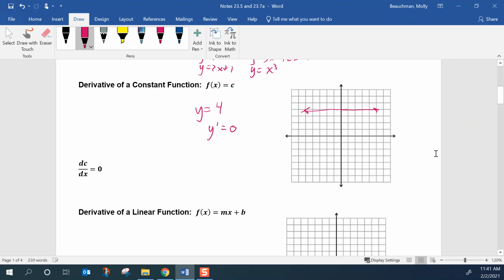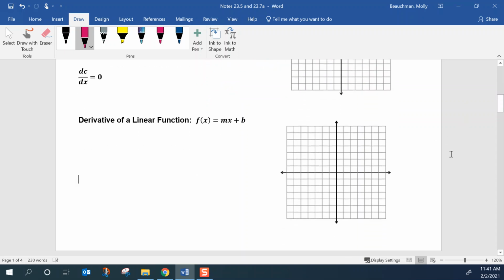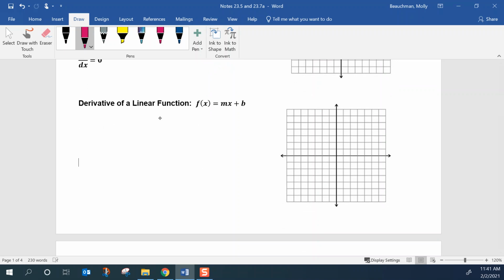If we have a linear function in the form mx plus b, let's take a look at f of x equals 3x plus 1. If we graph that, 3x plus 1 has a slope of 3. The slope of a tangent line anywhere on this graph, again, a tangent line is the graph. So the derivative of this function is going to be the slope. So the derivative is equal to 3.